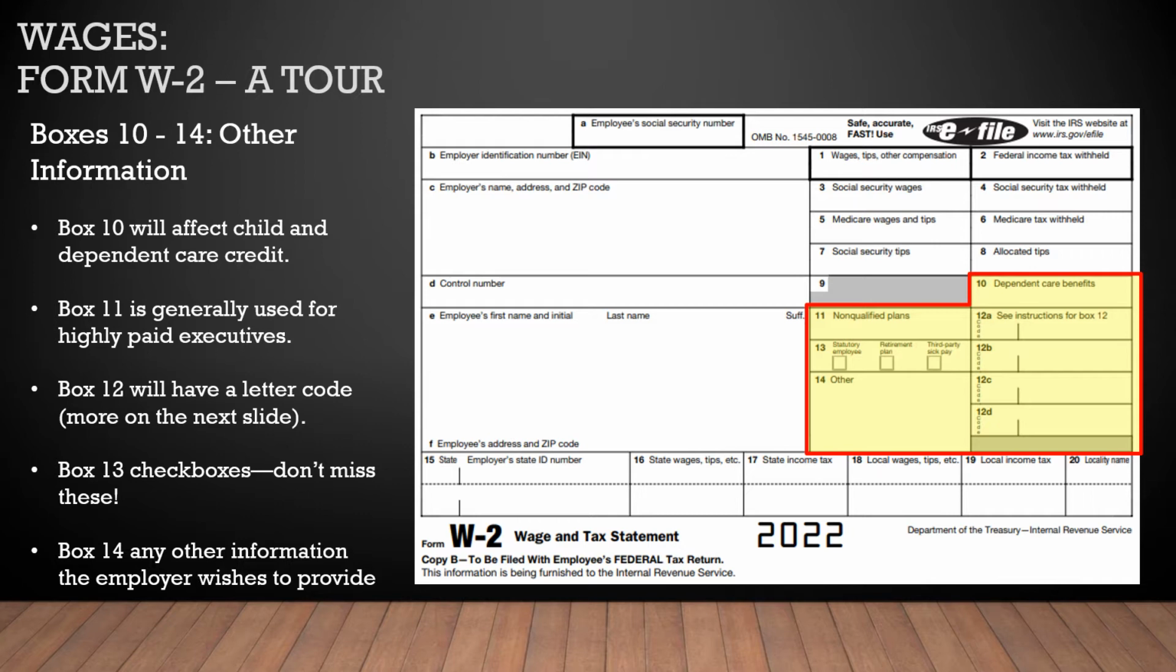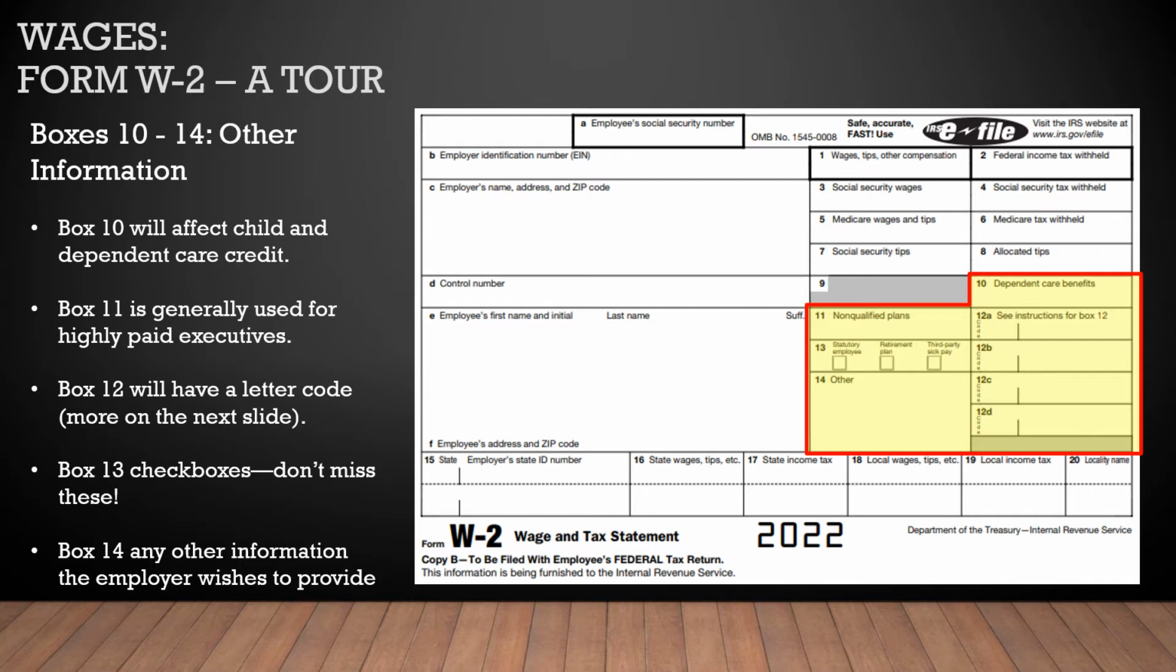Box 12, you'll notice that it has 12A, B, C, D, and there's a little line through the middle of it. On the left, there will be a letter code and then an amount on the right, and we'll talk a little bit more in the next slide about some of the common codes we're going to see. Box 13 is some check boxes. You don't want to miss these. They help with understanding what is reported in box 1, as well as whether our client can claim certain things like IRA deductions. So you want to make sure to catch those check boxes. They can sometimes be easy to miss.